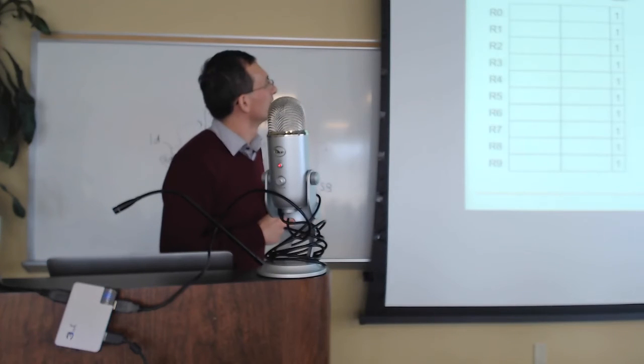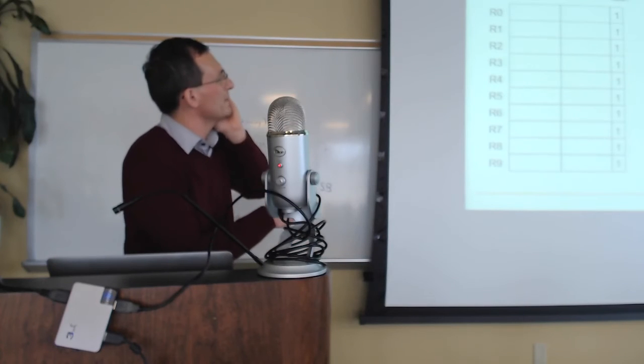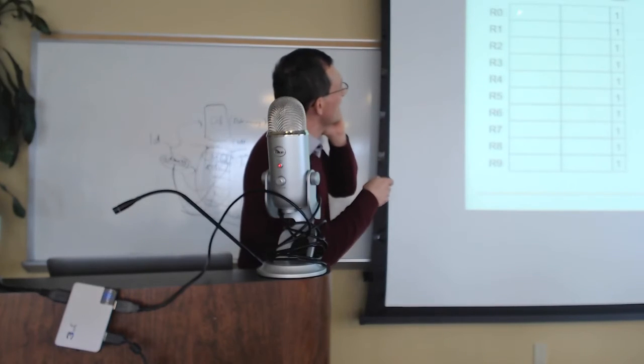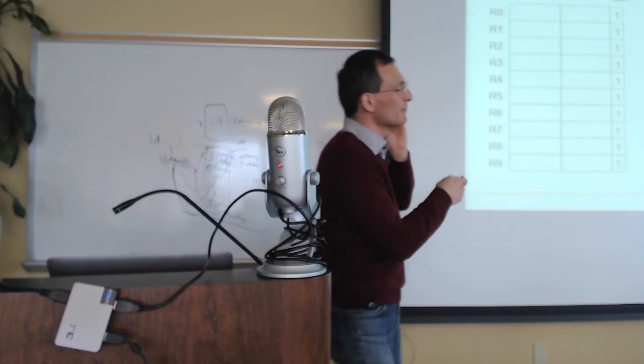Okay, so let's take a look at how this works. I'll give you an example, but how do you actually do the renaming? This I've shown you earlier. It's done through something called a register rename table. It's also called a register alias table.